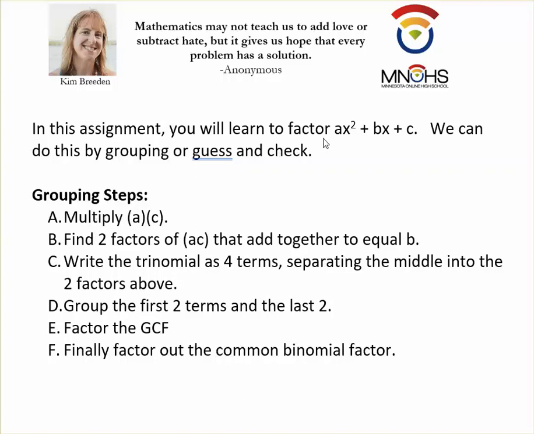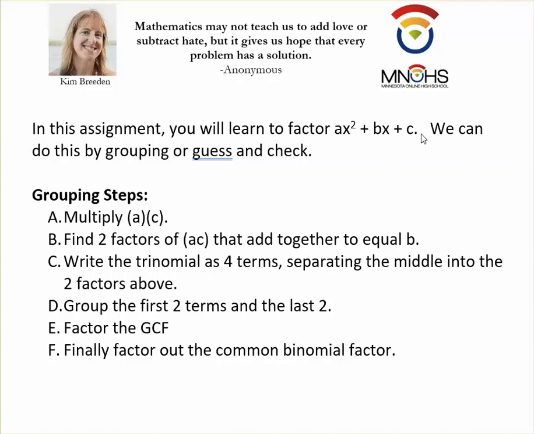Here are the steps to do this with grouping. We're going to start by multiplying a and c. That's like the first coefficient and the last term. We're going to find the factors of a times c, and we're going to be looking for one that adds together to equal b. Then we're going to split this out as 4 terms. We're going to separate that middle term into the factors we found in b.